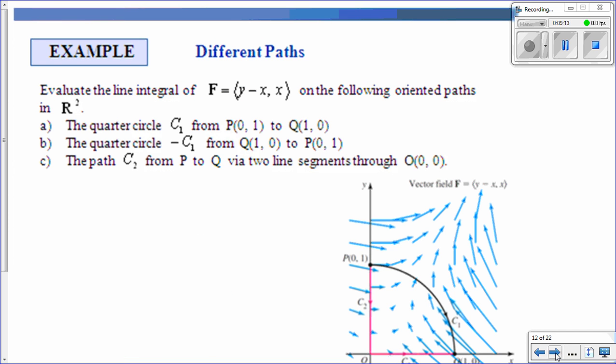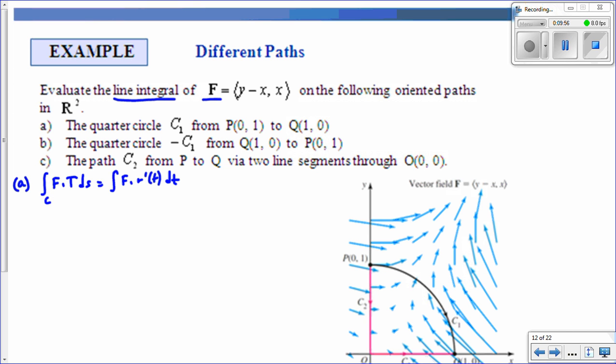Okay, so let's evaluate the line integral where the vector field is y minus x comma x on each of these paths. Okay, so the first thing we need to do is write down what we're looking for. So in part A, we want the line integral. Okay, so we're going to find the integral of f dot t ds, that's just the notation for it. And now that's the same thing as the integral of f dot r prime of t dt.